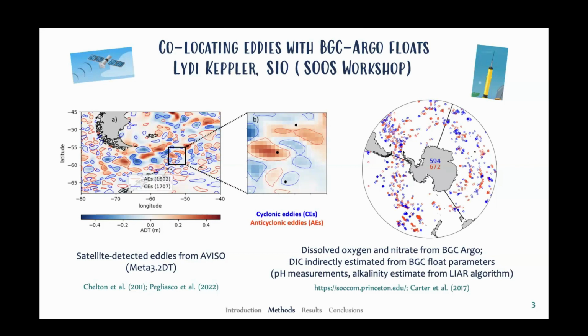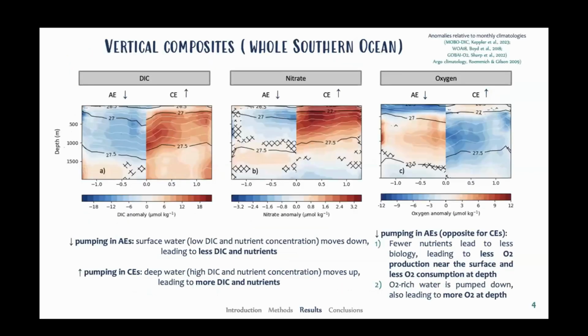That's a float profile that came up in a cyclonic eddy. That's a profile where a float came up the same day in an anticyclonic eddy, and that's a profile not in an eddy. And statistically, you just accumulate that data, and there's a lot of data. Liddy says she has 594 profiles in cyclonic eddies and 670 profiles in anticyclones. And you start to make these beautiful plots of the anomaly of dissolved inorganic carbon and nitrate and oxygen.